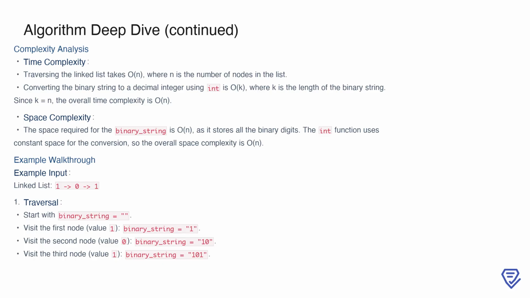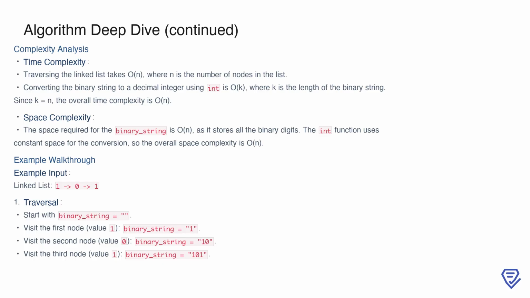Analyzing the time and space complexity of this approach gives us a clearer understanding of its efficiency. For time complexity, traversing the linked list requires O(n) operations, where n is the number of nodes in the list. Converting the binary string to a decimal integer using the int function takes O(k), where k is the length of the binary string. Since the binary string's length is equivalent to the number of nodes, the total time complexity is O(n).